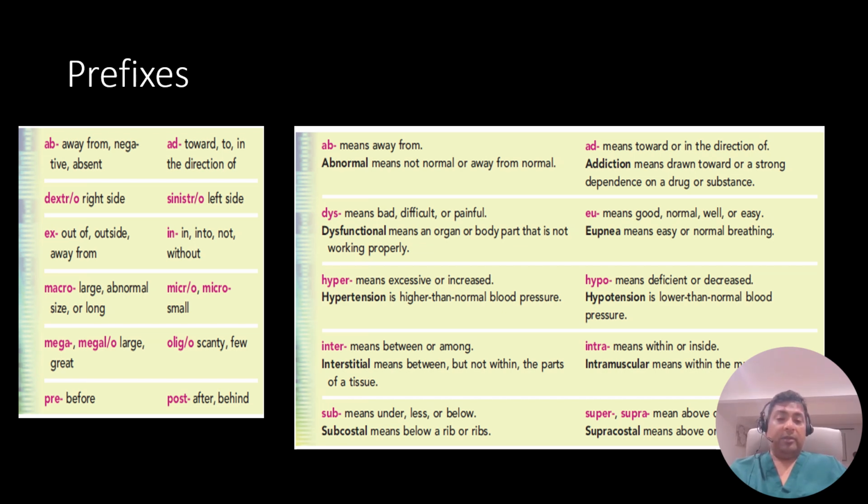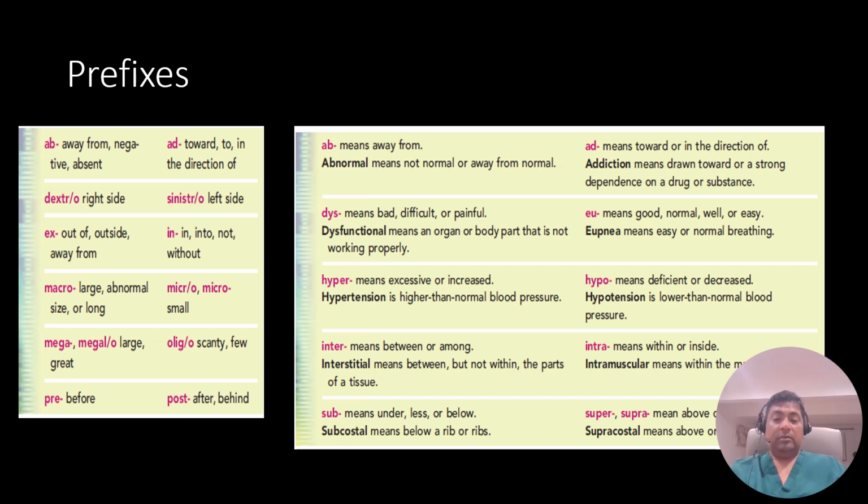Ab means away from. In this case, abnormal means not normal or away from normal. Ad, as in addiction, means drawn toward or strong dependence on a drug or substance. Dys means bad, difficult, or painful. For example, dysfunctional means an organ or body part that is not functioning. Eu means good, normal, well, or easy. For example, eupnea means easy or normal breathing.